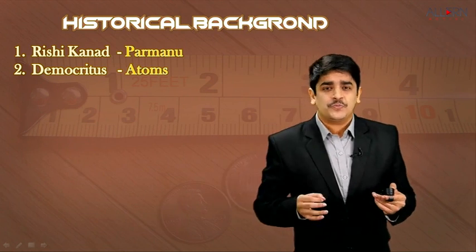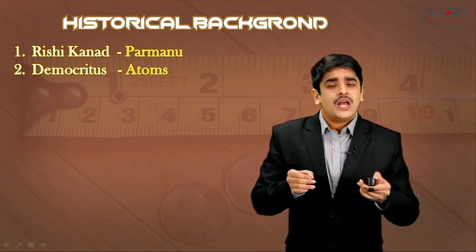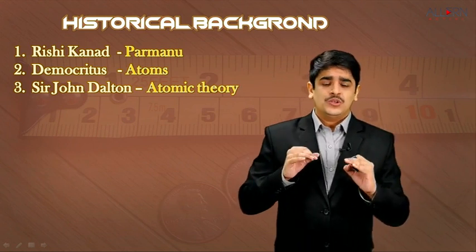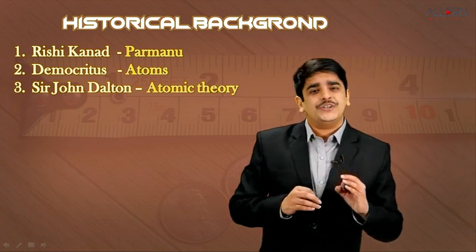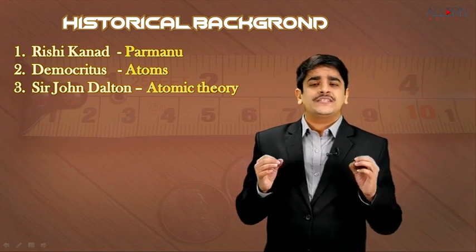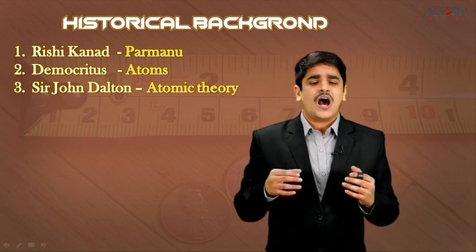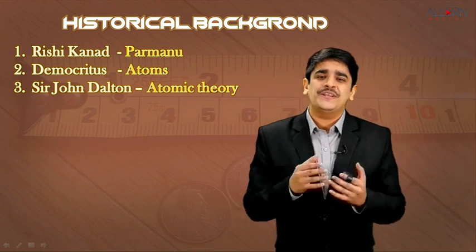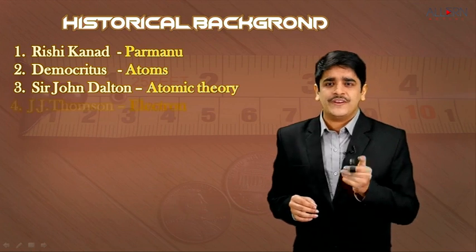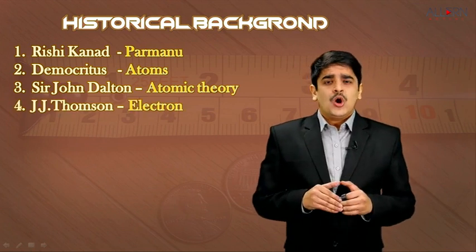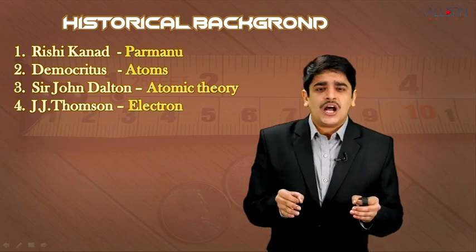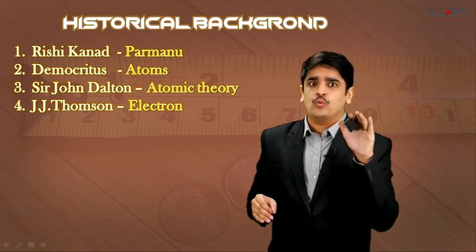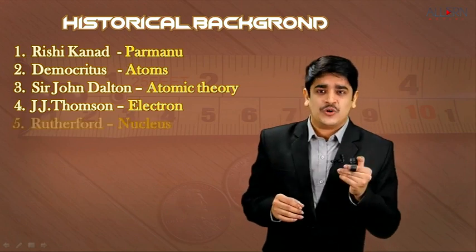The third scientist, very, very famous, John Dalton, built up on the work of Democritus and set up the atomic theory. So Sir John Dalton, building up on what Democritus said, set up something which is called an atomic theory, where he said that atoms are the smallest indivisible particles of an element and they are the building blocks of matter. Who do we have next? We have J.J. Thomson, who said that there are negatively charged particles present within an atom, and those negatively charged particles present within an atom are obviously called electrons.